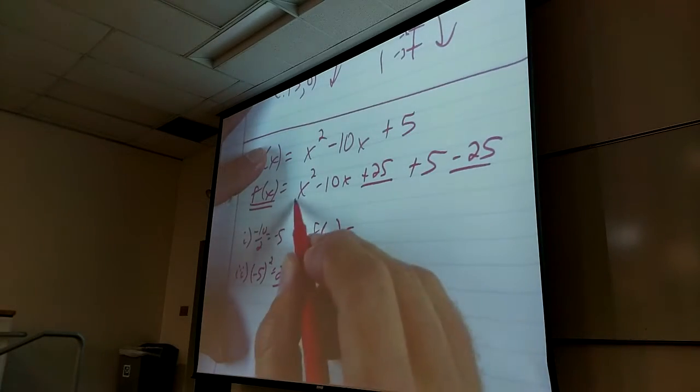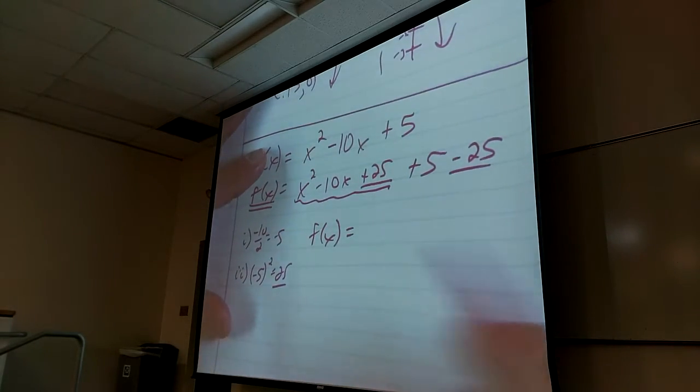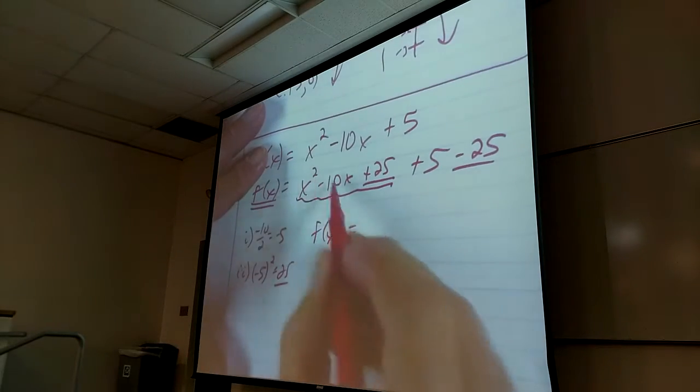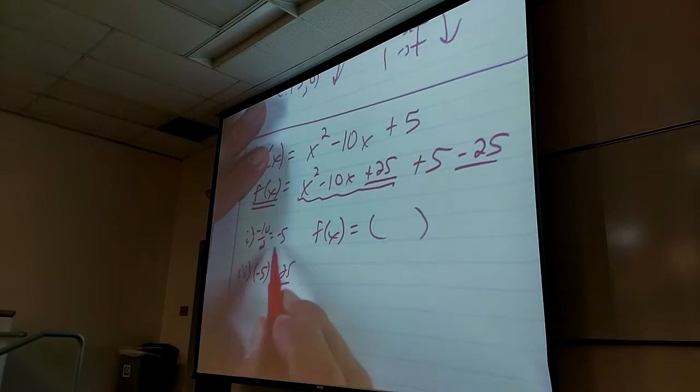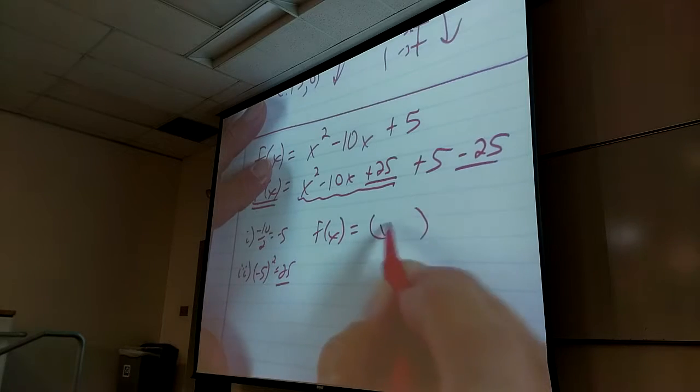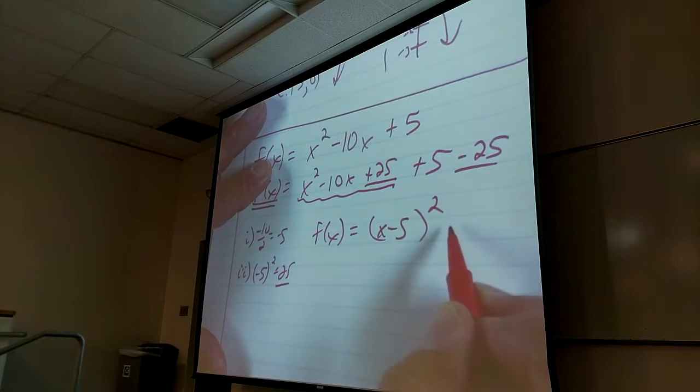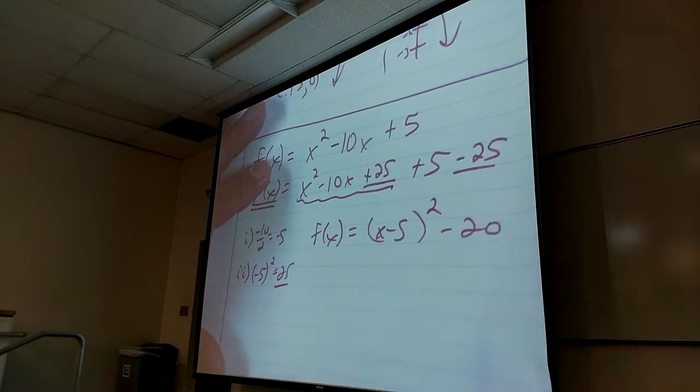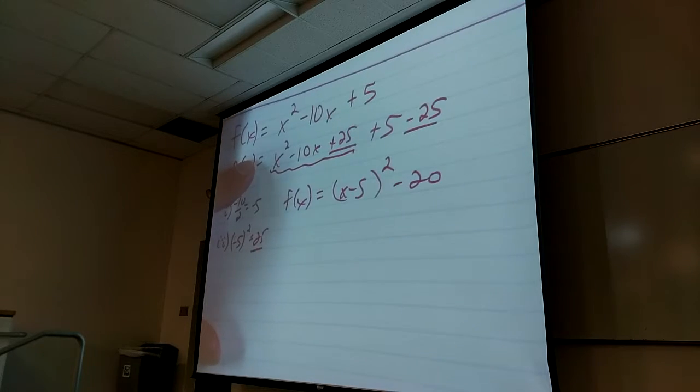But the thing is, I've reorganized things. Well, these first three, how do they factor? X minus 5 squared. And then what do I get on the outside here? All right, so now that I got it in that form, I could see everything.